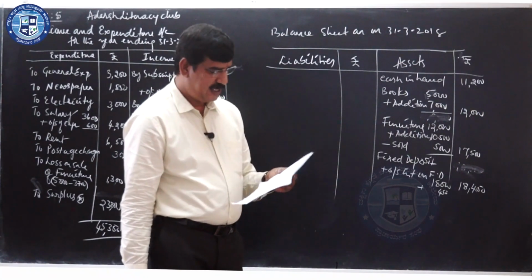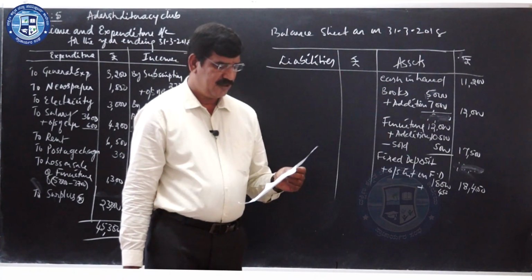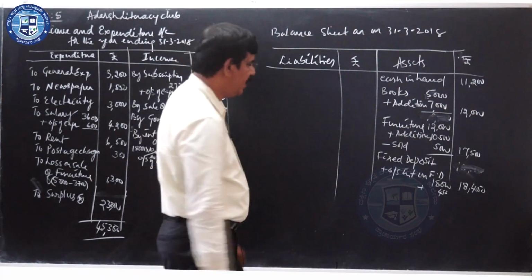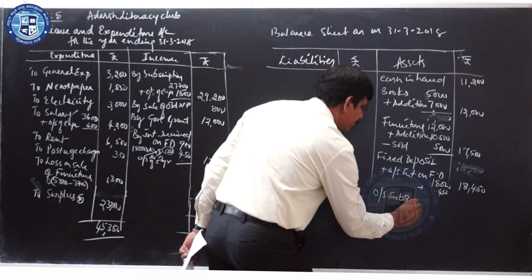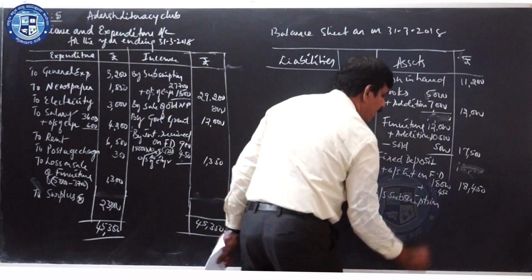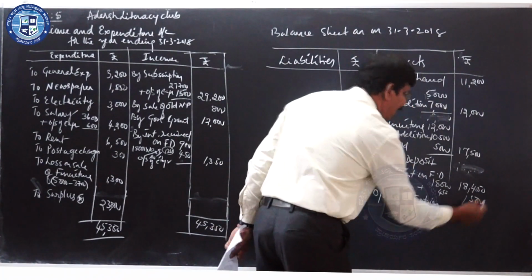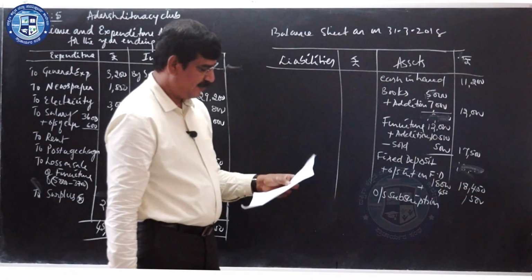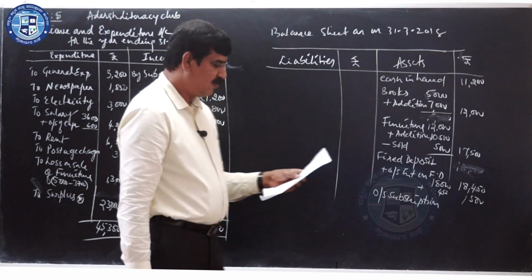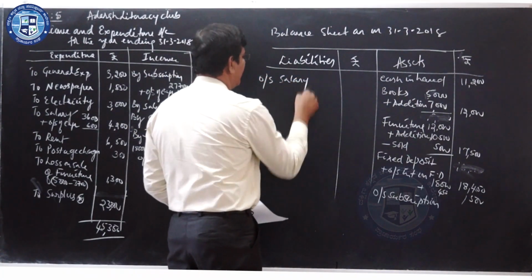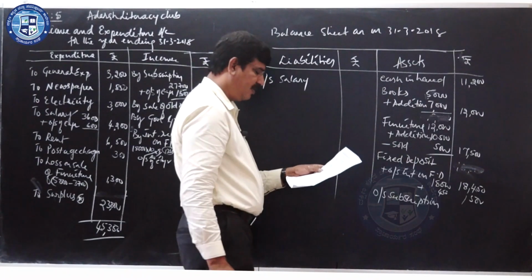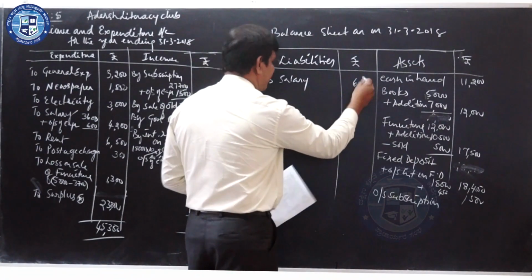Now look at the adjustments. Outstanding subscription 1,500. Outstanding subscription is an asset. Then outstanding salary 600, it's a liability.